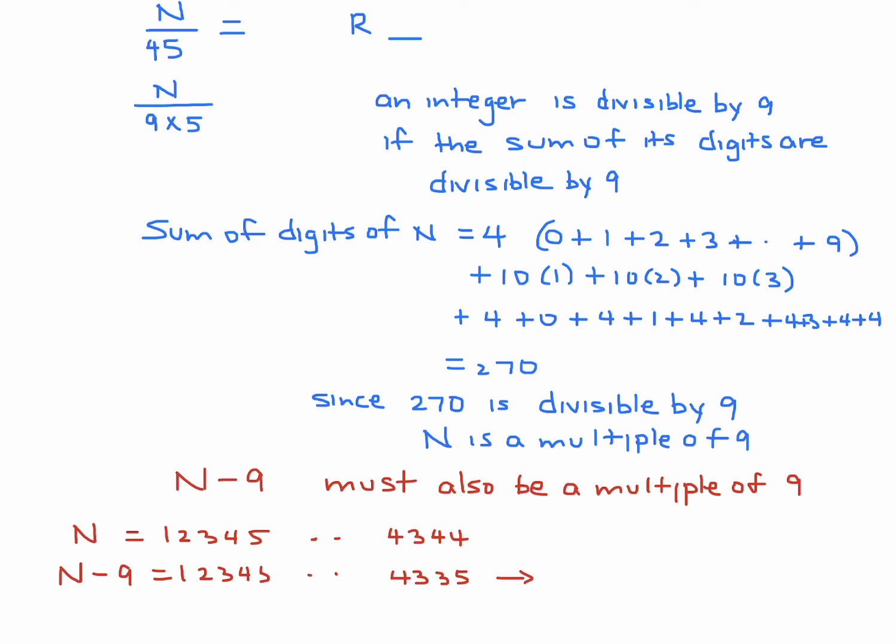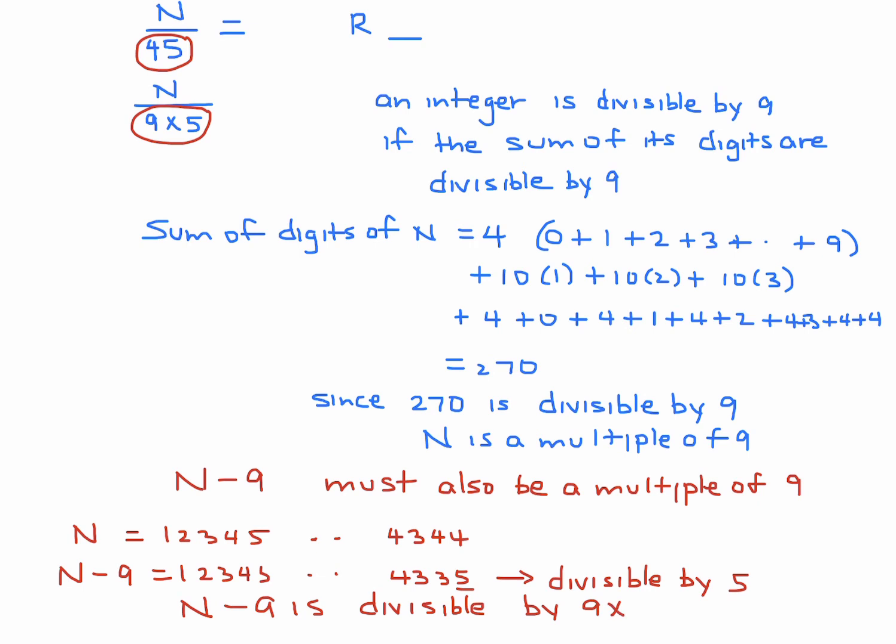And this is divisible by 5, correct? Because it ends in a 5. And we are interested in the remainder when it's divisible by 45, which is 9 times 5. So since n minus 9 is divisible by 5, and n minus 9 is also divisible by 9, we can conclude that n minus 9 is divisible by 9 times 5, which is 45.